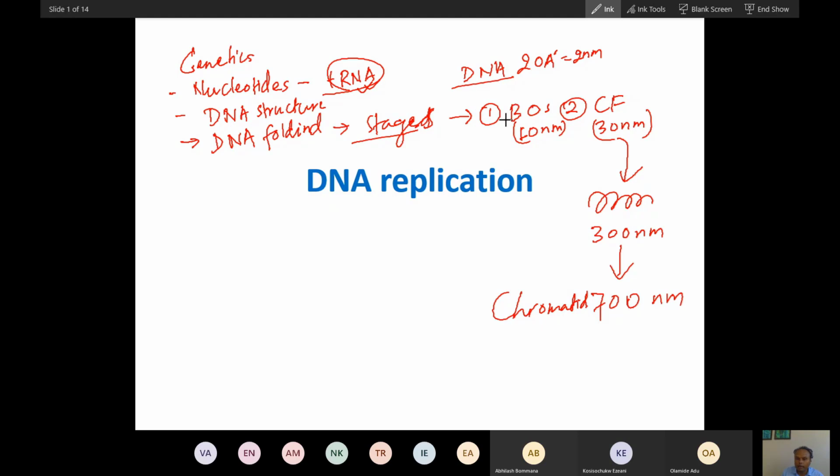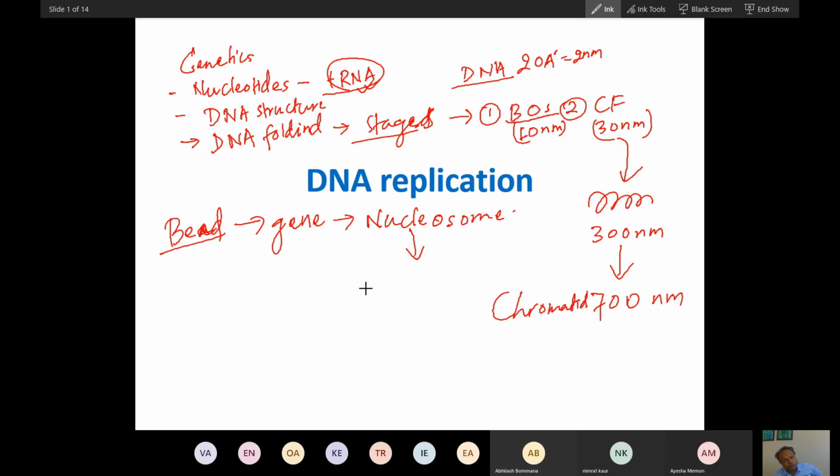And this bead, what is bead here? Just tell me, anyone? In bead on string structure, what is bead? Is it genes? Bead is a gene? Nucleosome. Yes, bead is a nucleosome. So what is nucleosome made up of? Which protein? Histone. Yes, histone.